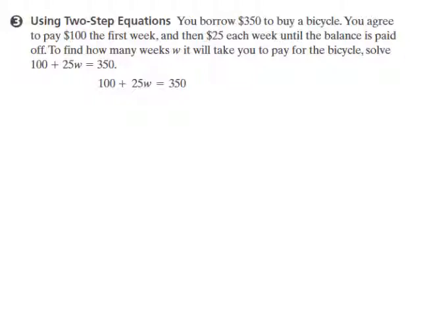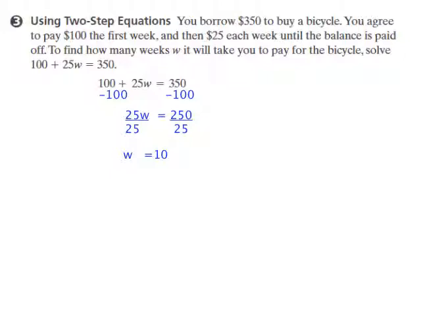We're going to solve this by first subtracting 100 from both sides of the equation. So we're left with 25W equals 250. Now we can divide both sides by 25 and W equals 10.